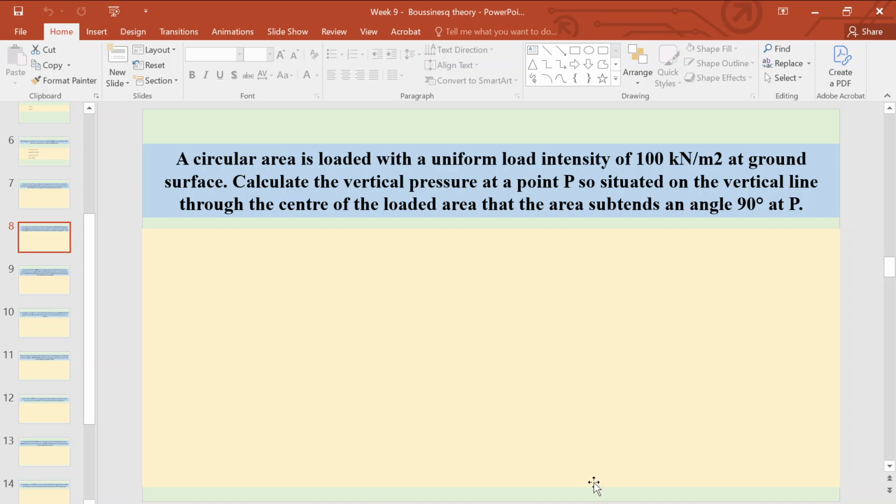A circular area is loaded with a uniform load intensity of 100 kilonewton per meter square at ground surface. Calculate the vertical pressure at a point P so situated on the vertical line through the center of the loaded area that the area subtends an angle 90 degree at P.